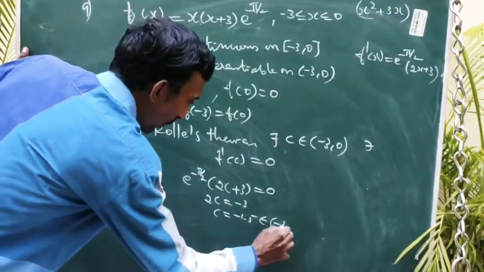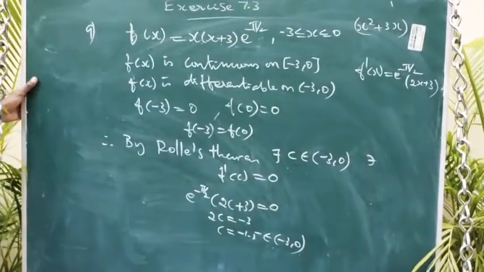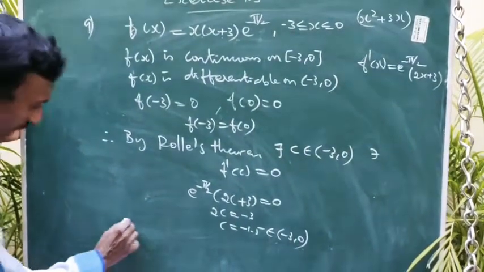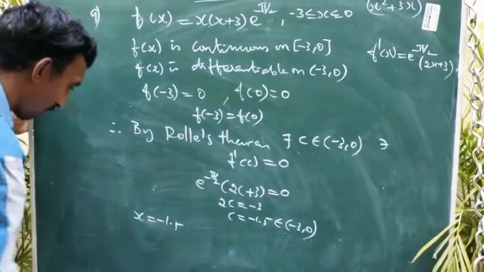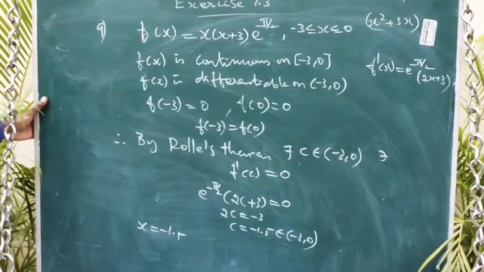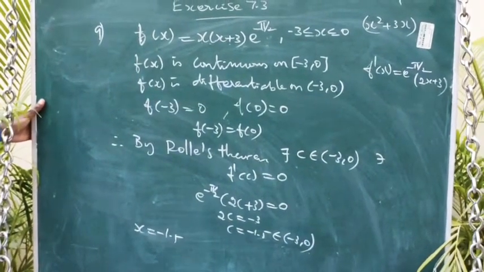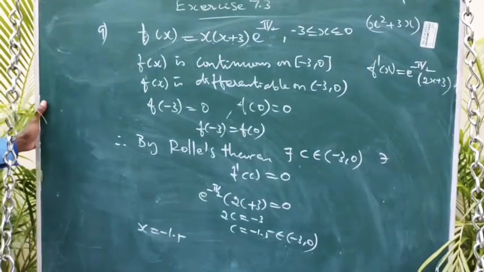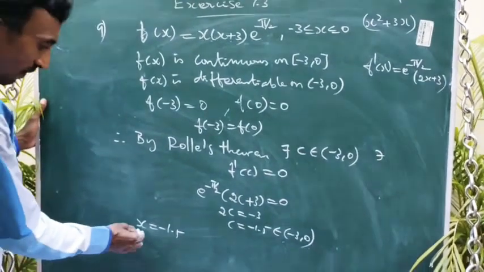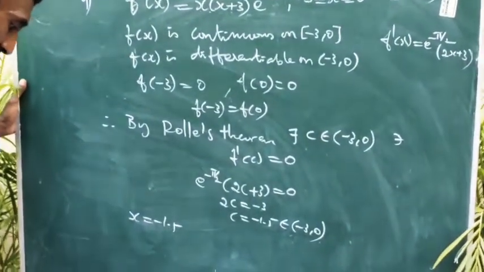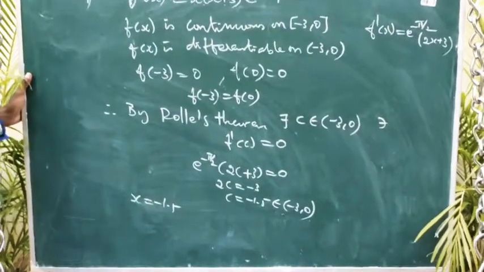It belongs to the open interval minus 3 comma 0. So x equal to minus 1.5 is the suitable value where the tangent is parallel to x-axis. So you can write, when x equal to minus 1.5, the tangent is parallel to x-axis.